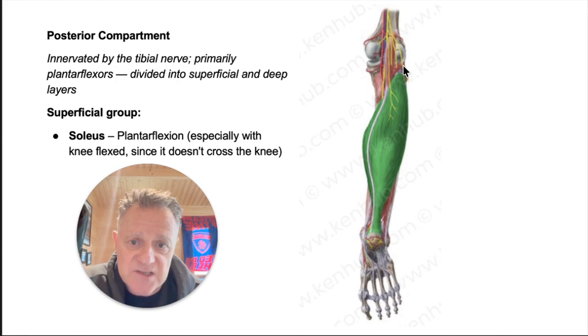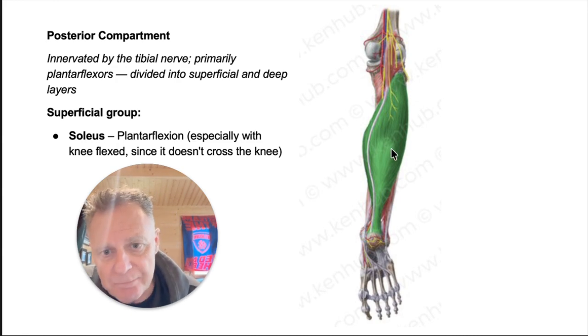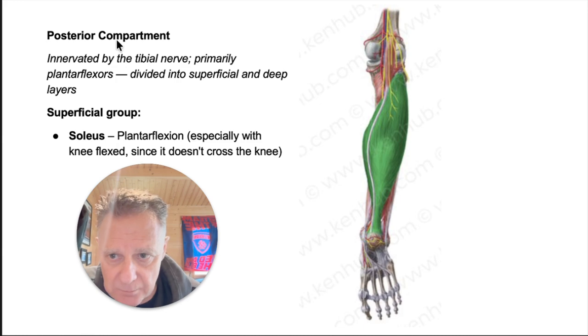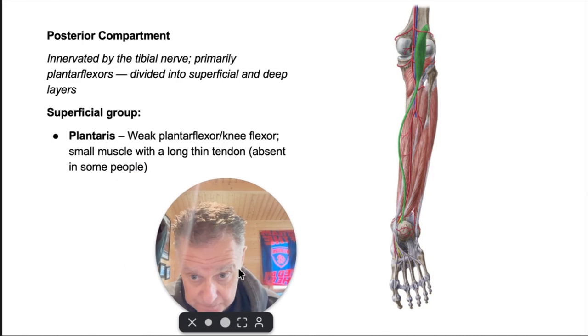Soleus is deep to gastrocs, so we're in the posterior compartment, superficial group, and so tibial nerve innervation. But soleus doesn't cross the knee joint, therefore it doesn't have an effect at the knee joint, but it does also insert into the Achilles tendon or the calcaneal tendon, which then goes into the calcaneus. So it's involved in plantar flexion of the foot, of course.